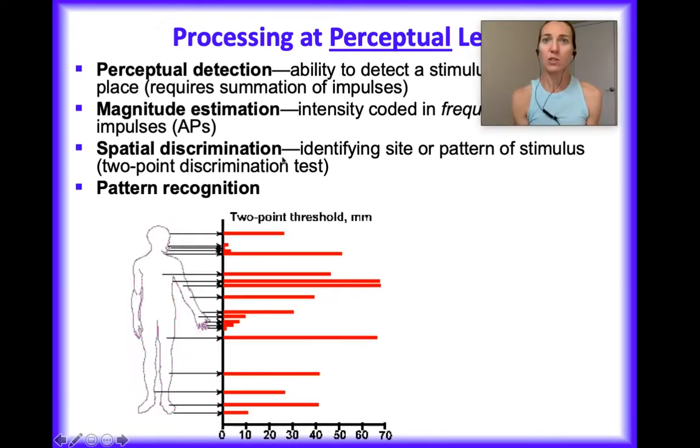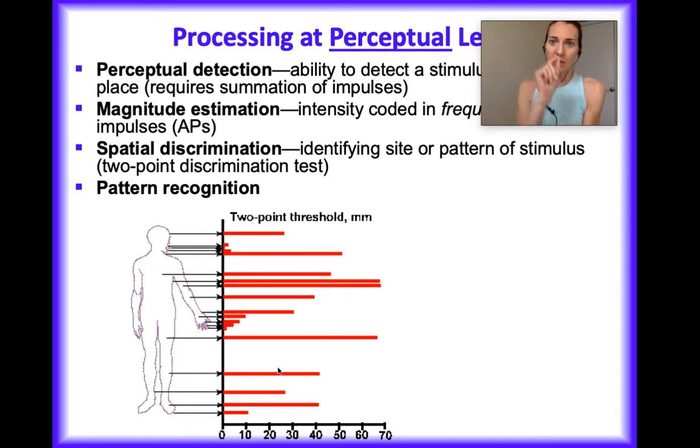Now, spatial discrimination is identifying the site or the pattern of stimulus. And a common way that this is tested in the laboratory is with a 2-point discrimination test. What you're seeing here is an indication of how far apart 2 points of stimulus must be before our cortex can interpret them as 2 inputs as opposed to 1.